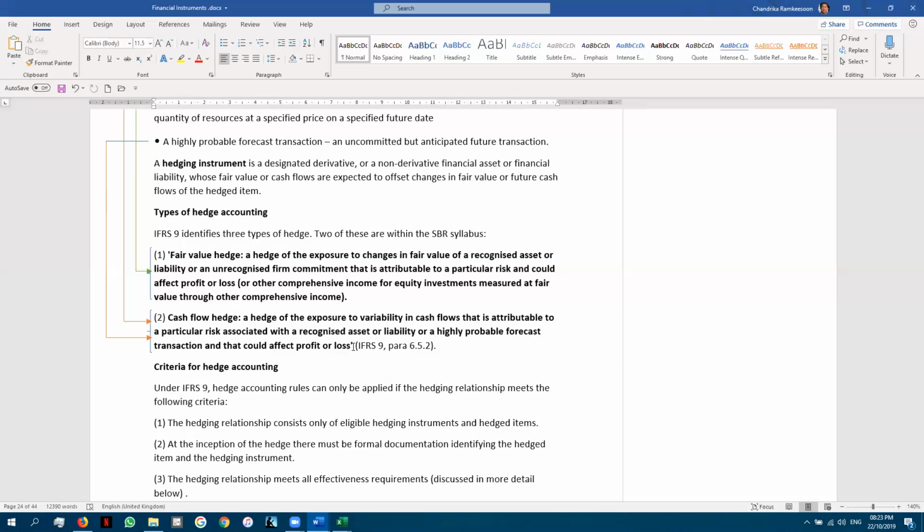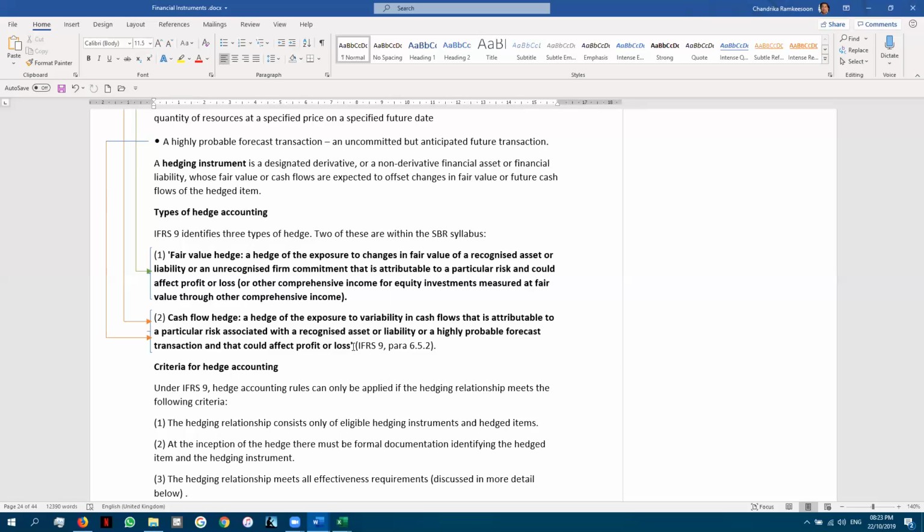Leading you to, well, is it a fair value hedge or is it a cash flow hedge? Cash flow hedge: a hedge of the exposure to the variability in cash flows that is attributable to a particular risk associated with a recognized asset or liability or a highly probable forecast transaction that could affect profit or loss. Again, this is the definition of IFRS 9. And in case you're saying to yourself, could they not have made it a bit more understandable? Well, it's like this. I think you will agree that most of the standards that we've seen so far, the IAS, the IASB, they do a pretty good job of keeping the explanations simple.